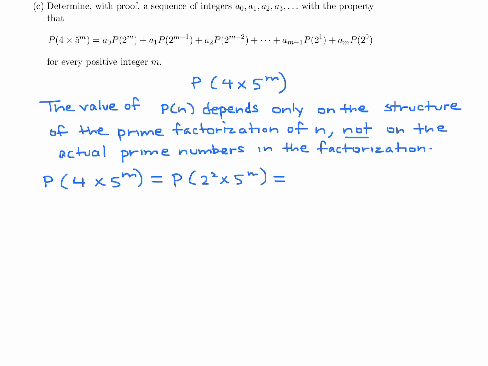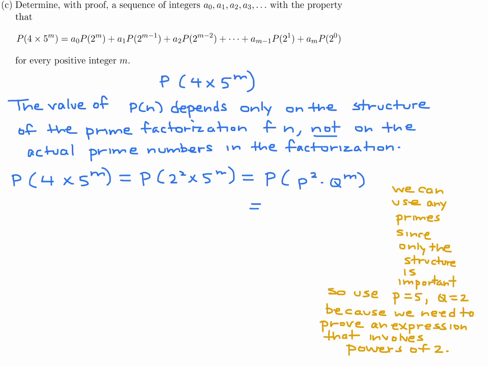and this is equal to, if you were just to write them in terms of letters, p squared times q to the m, because remember, it doesn't matter what those numbers are. And we can use primes since only the structure is important. So we can use, say, p equal to 5, q equal to 2, and work with that. We can use any primes since only the structure is important, the structure of the prime factorization of n. So use p equals 5, q equals 2.